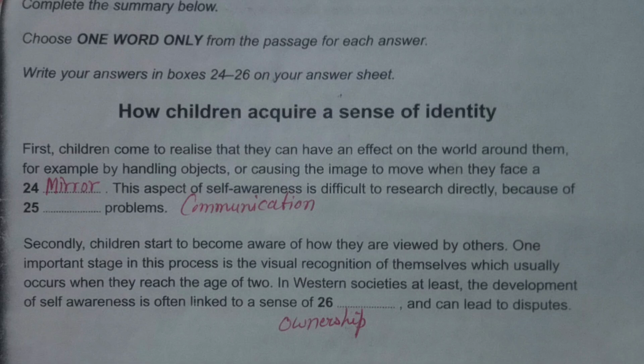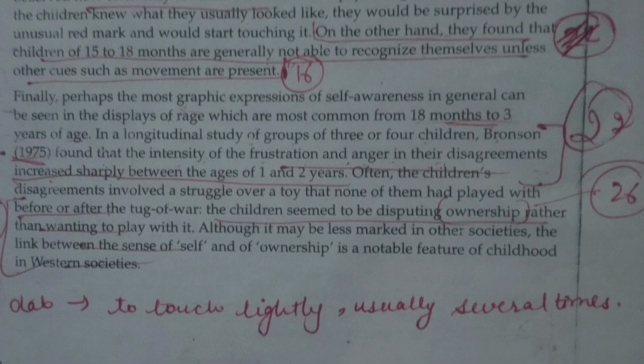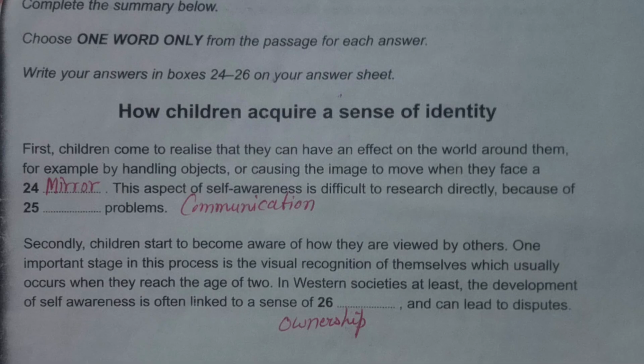In Western societies at least, the development of self-awareness is often linked to a sense of dash and can lead to disputes. Western societies में self-awareness को इसके साथ लिंक किया जाता है, जिसकी वजह से झगड़ा होता है. Let's see in the paragraph, the link between the sense of self and of ownership is a notable feature of childhood in Western societies. So its answer is ownership.